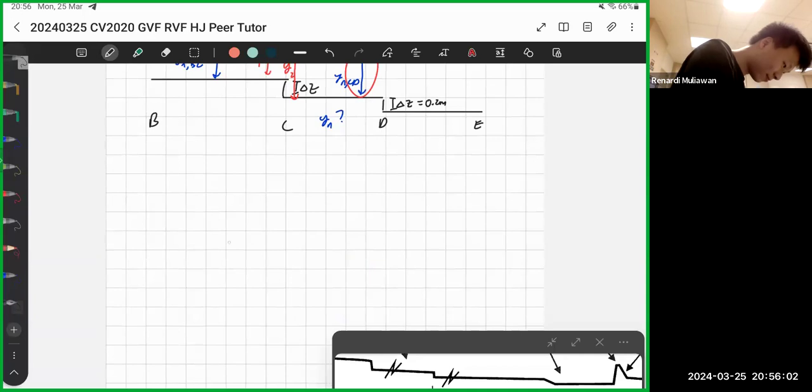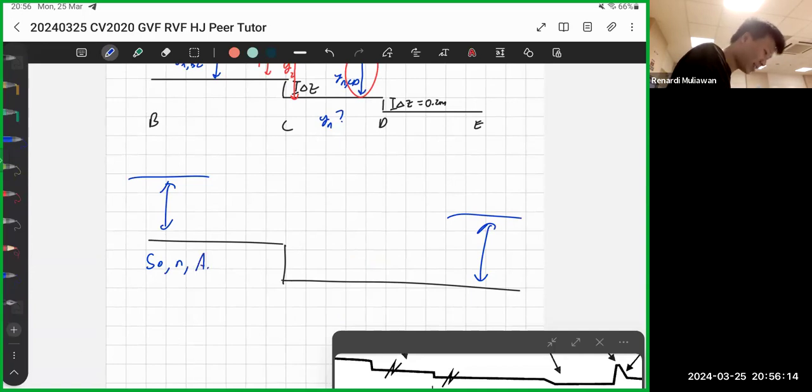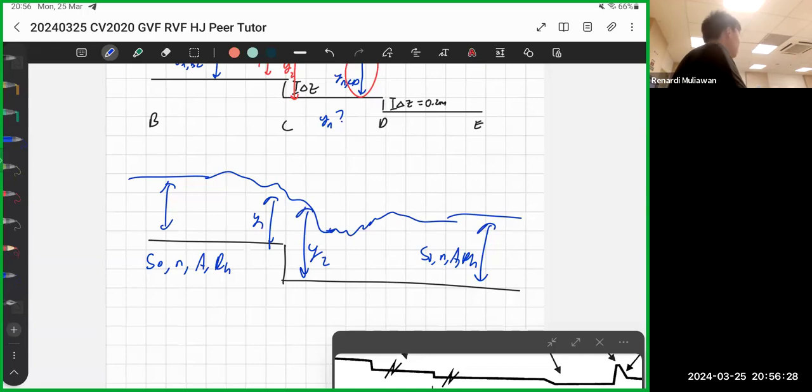So it's like this, something like this. Normal depth here is the same as normal depth here because the properties are the same. SO is the same, n is the same, A, RH. Here, SO is the same, n is the same, A, RH. So even though there's a drop, there is a change in Y, Y1, Y2. But after a long time, it will go back. So that's a trick question.